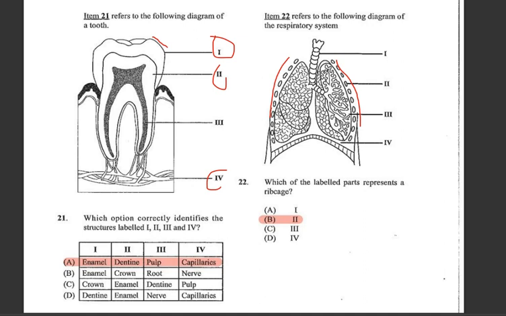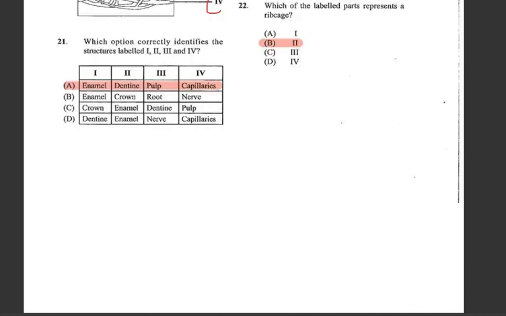Alright, good. Number 22, we have the diagram of the respiratory system. Here they're asking to show the part that represents the rib cage. Here is where the rib cage is at. If this is the trachea, this is the rib cage, this would be the lungs, and this would be the diaphragm. So they are talking about the rib cage, so the answer would be B.